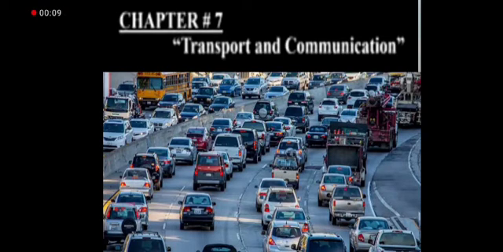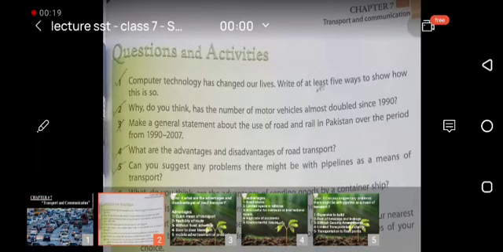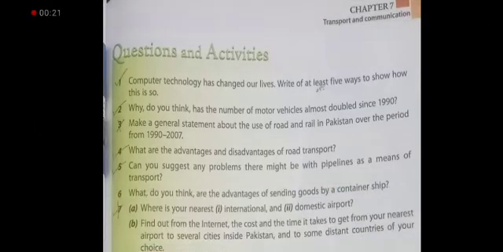As you all know, we have completed chapter number 7, which is about transport and communication, and we did the first two questions in class. So today we are going to do questions number 4 and 5 of this comprehension exercise. I'll be guiding you just like I do in class, and you have to write the answers on your own. I'll be giving you points.